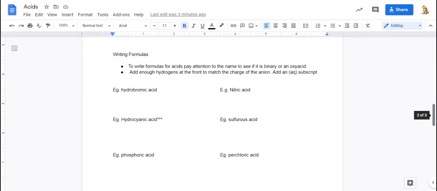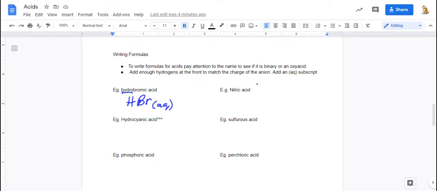So, hydrobromic acid. The clue here is that we have hydro. So hydro means there's only two elements. So it's hydrogen, and then bromic means bromine, and then an AQ. Hydrogen has a charge of +1, bromine has a charge of -1. Add them together and you get HBr.